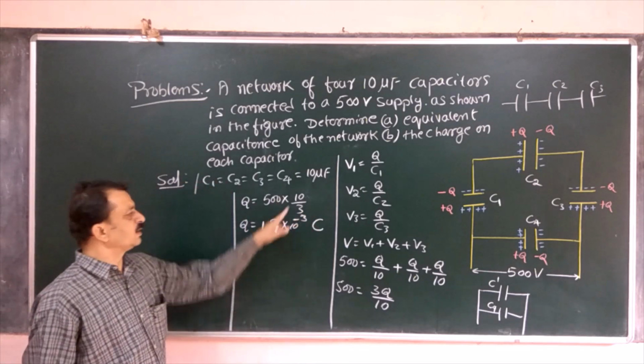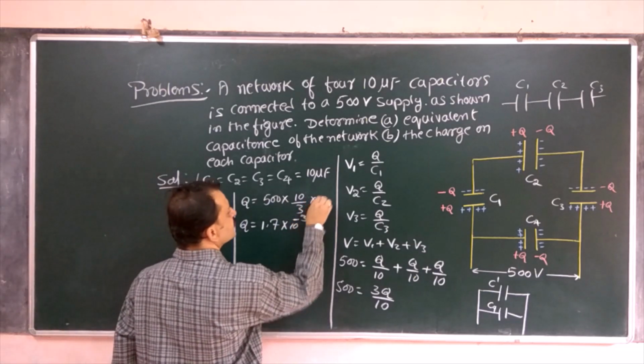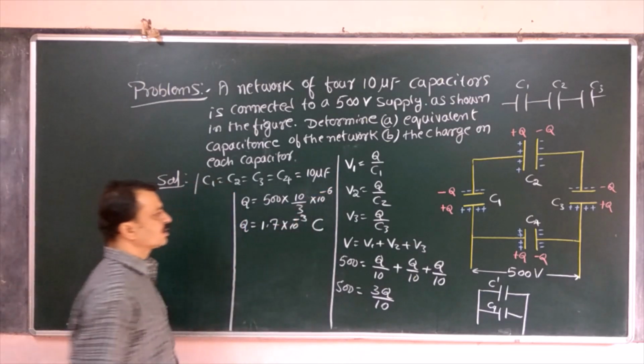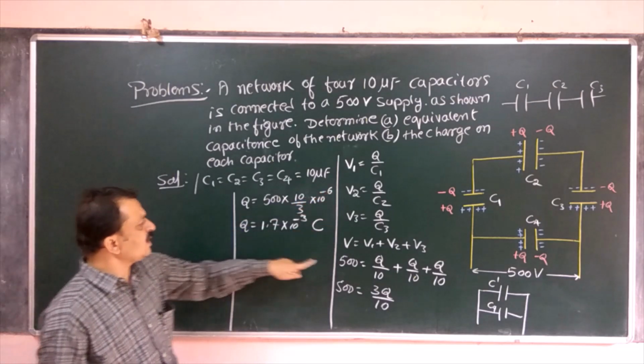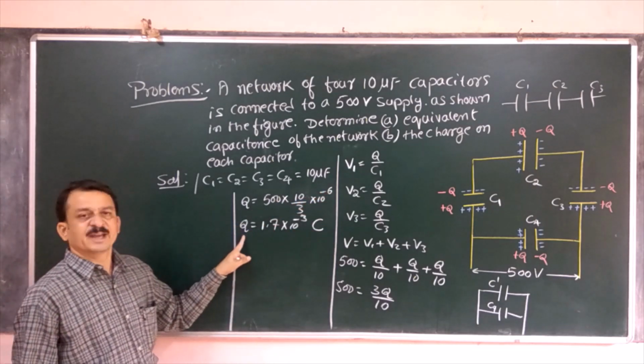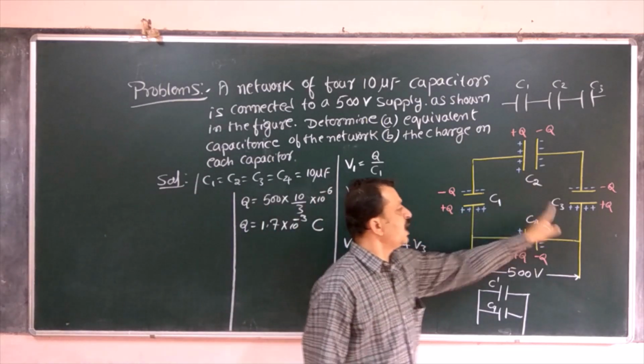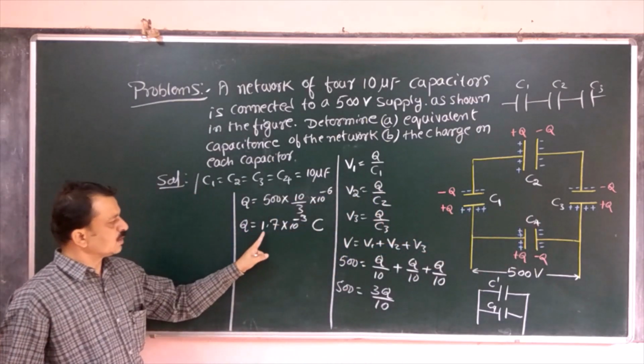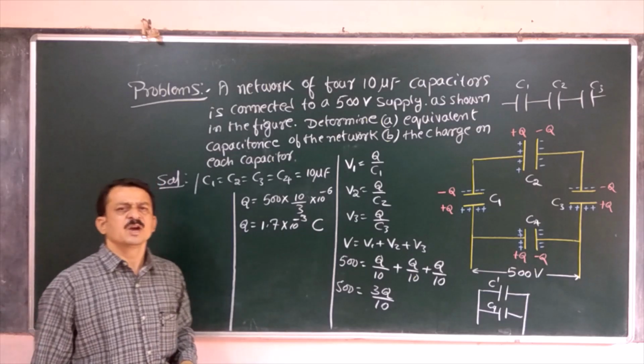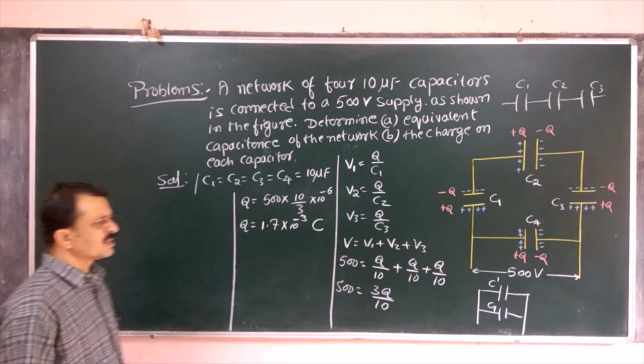If you simplify this one, here it is 10 to the power of minus 6 microfarad, and simplifying this one I will get the charge on each capacitor. That is, C1, C2 and C3 have the same charge, 1.7 into 10 to the power of minus 3 coulomb, millicoulomb we call it.